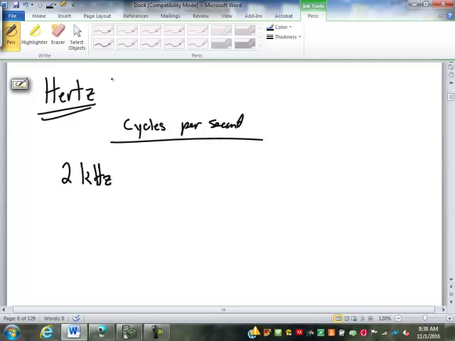The abbreviation for hertz is capital H, little z. If I tell you something is operating at 2 kilohertz, what does that mean? What's the K mean? Kilo means 1,000. So that means that it's operating at 2,000 hertz.